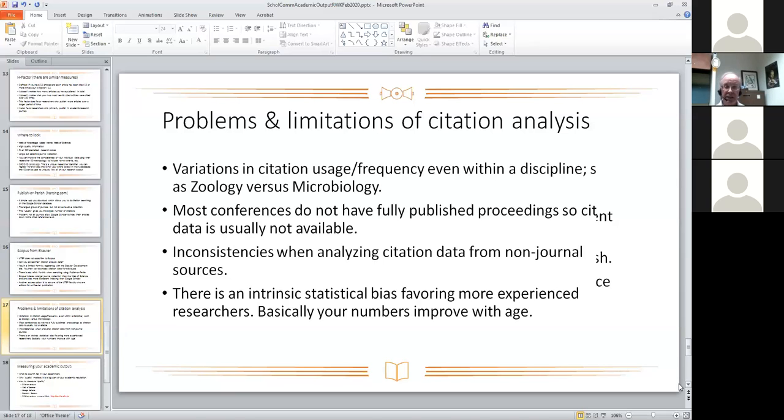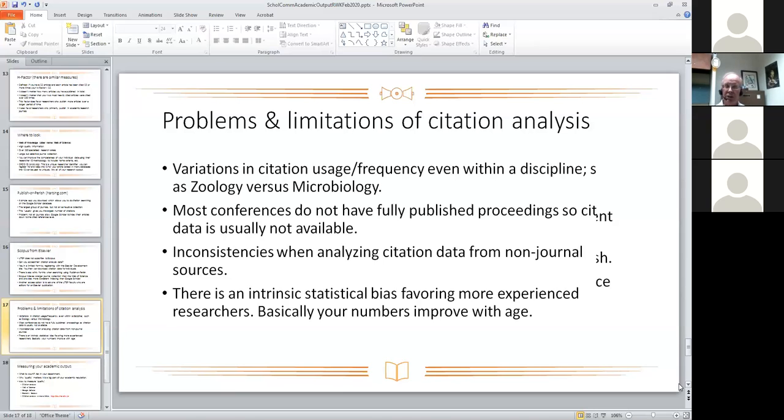There are inconsistencies when analyzing citation data from non-journal sources, okay? There's no sort of standard format. Do you get down to the book chapter level or not? Better indexers will get down to the book chapter level. A lot of them just index fairly high up in the book.